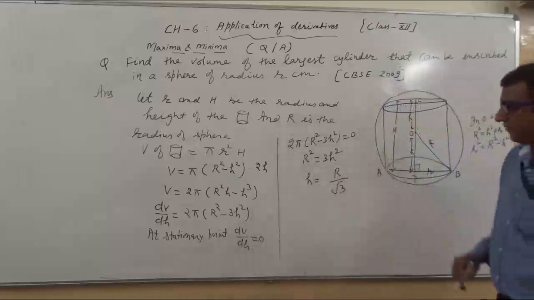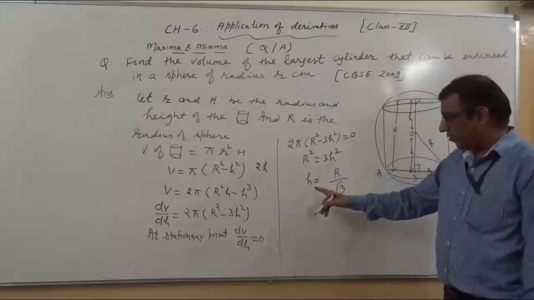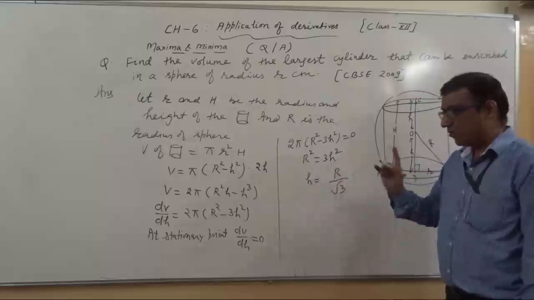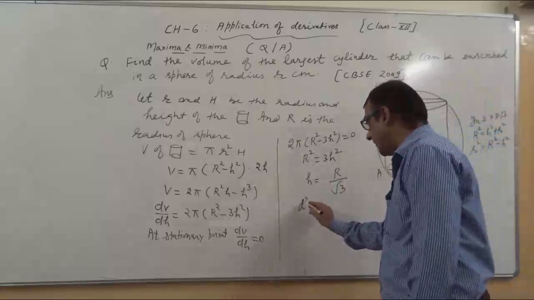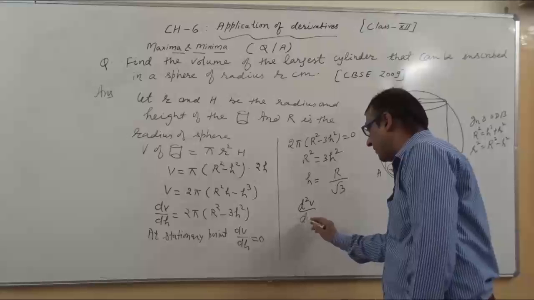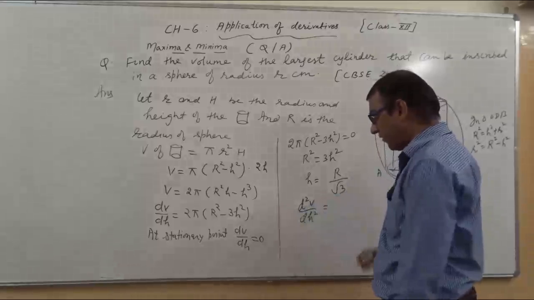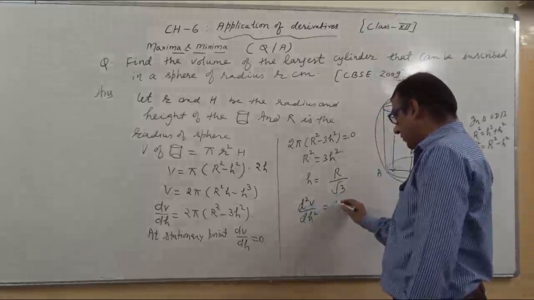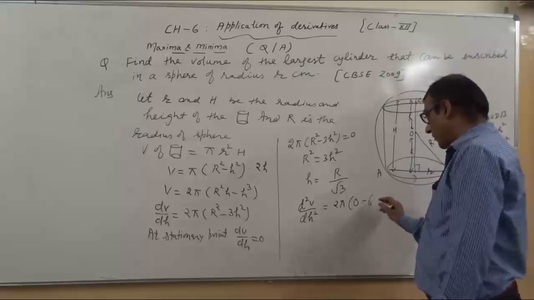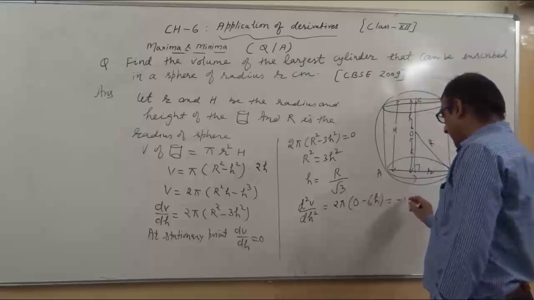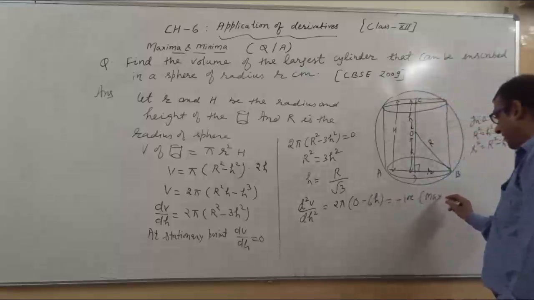We will check it again. When we solve it, we get R square equals 3h square, so the value of h is R upon under root 3. Yes, it is right. After this, we will continue with the double differentiation as per the steps of maxima and minima. So when we go with double differentiation from here, what we will get? We will get 2 pi (0 minus 6h), as the differentiation of R square is 0. It means we will get a negative value here. That's why we can say it is maxima, or largest.